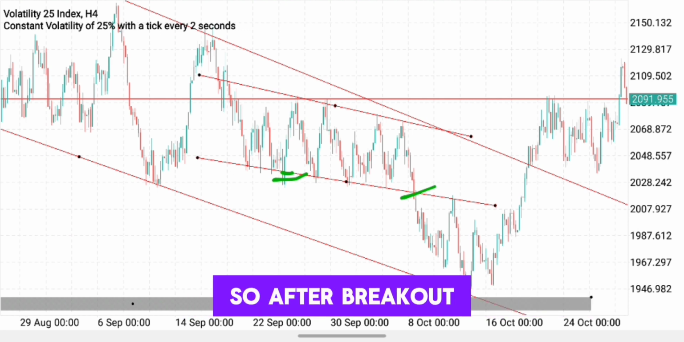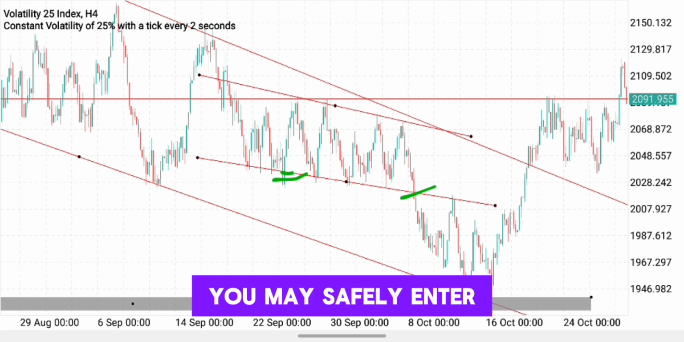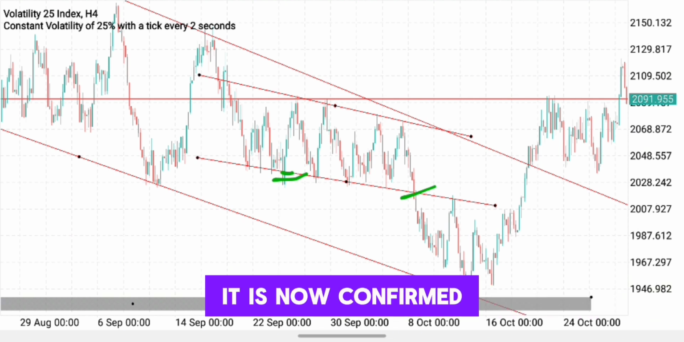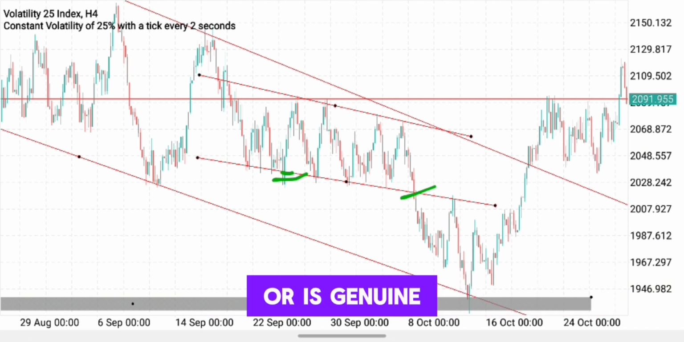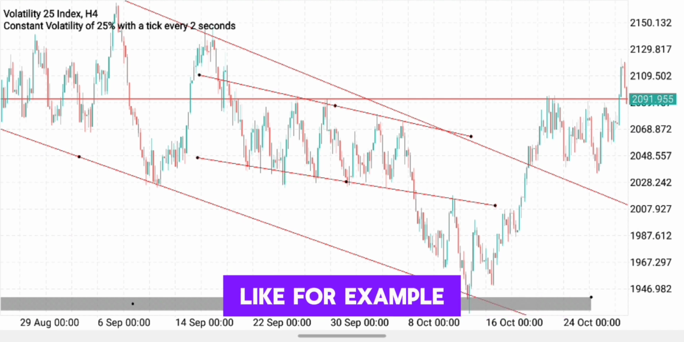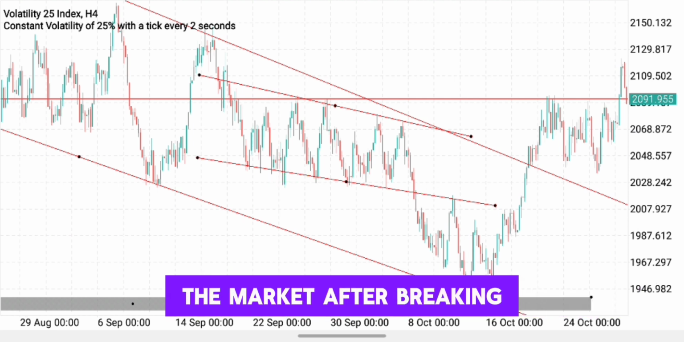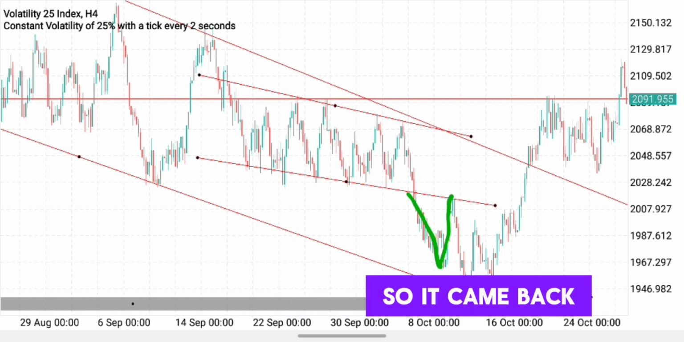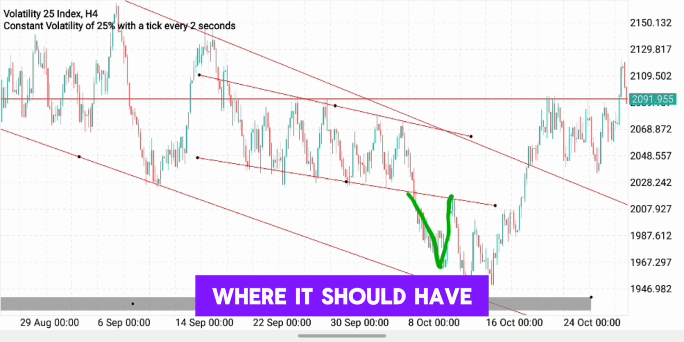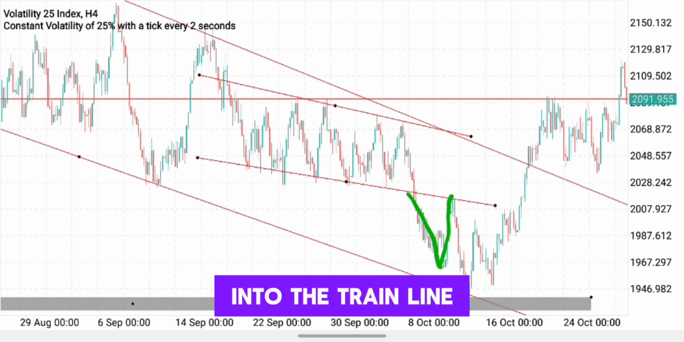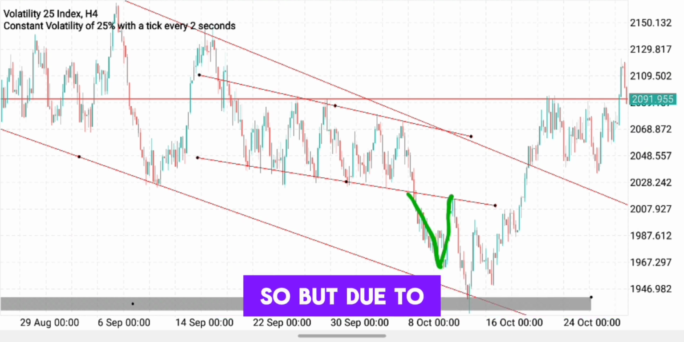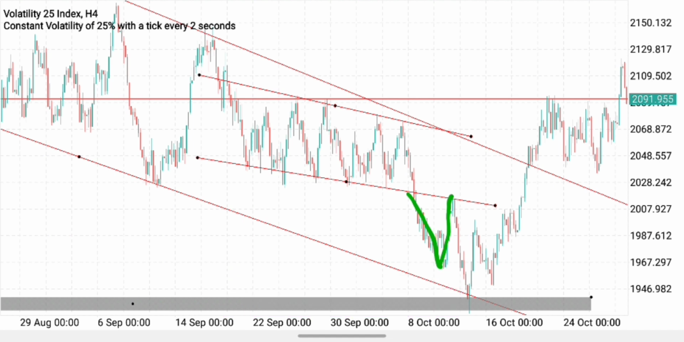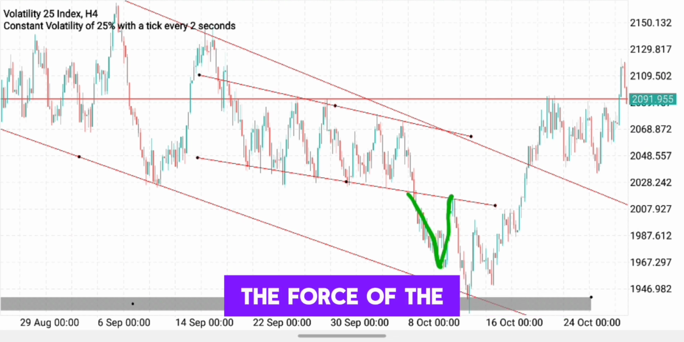After a trend line breakout, you have to wait for what is known as a retest or a confirmation. After a retest, you may safely enter the market because it is now confirmed that the breakout is legit or genuine. For example, at this point, the market, after breaking out, went down like this and then came back up. So it came back to a point where it should have broken back into the trend line. But due to the forces of the market, this one is the force of the bears.